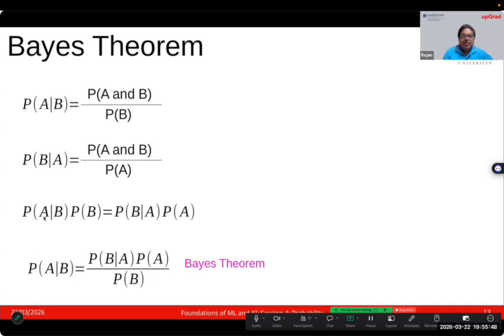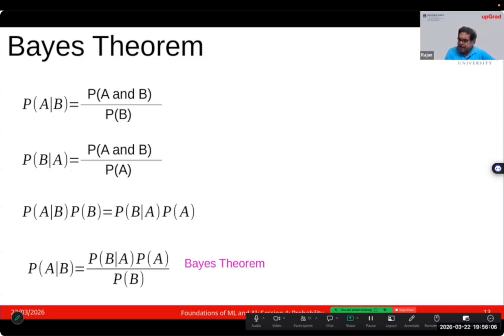Therefore, we have this equation where we relate one conditional probability to the other conditional probability. Very straightforward. It's a very elementary derivation. Okay, there is nothing big deal about it.